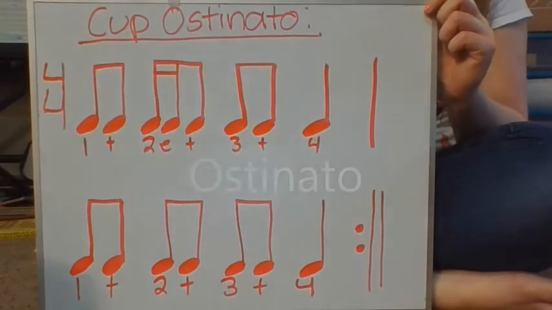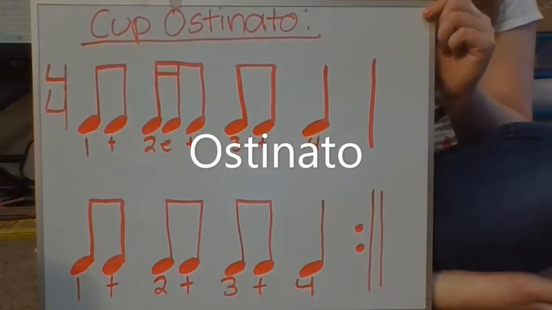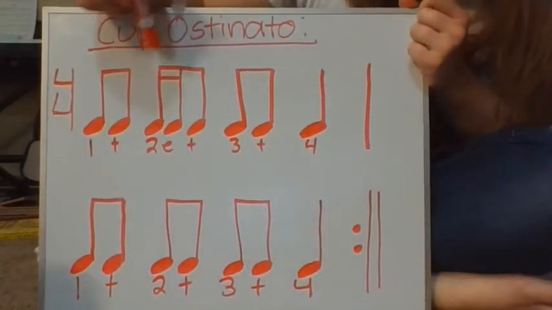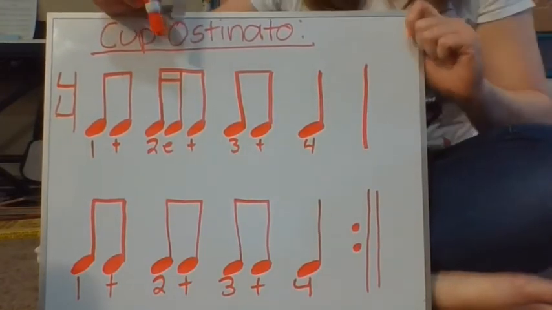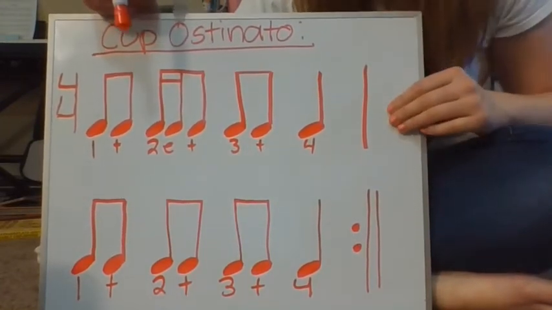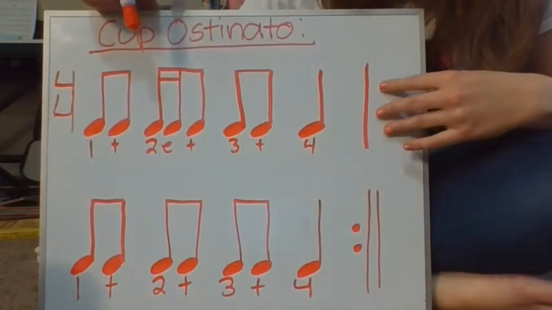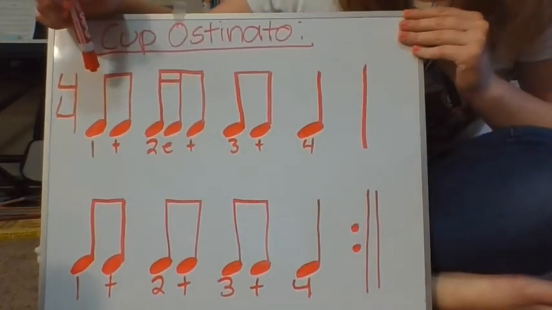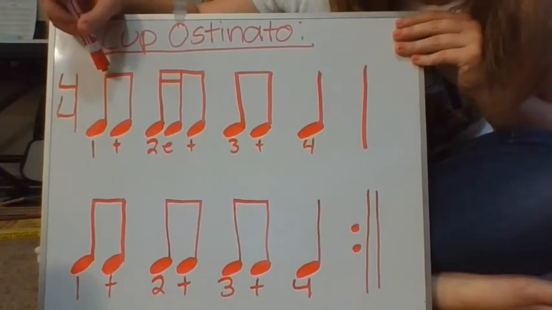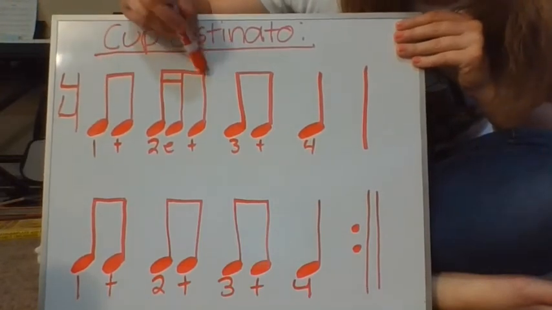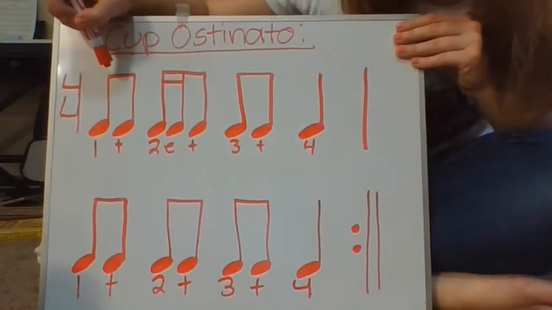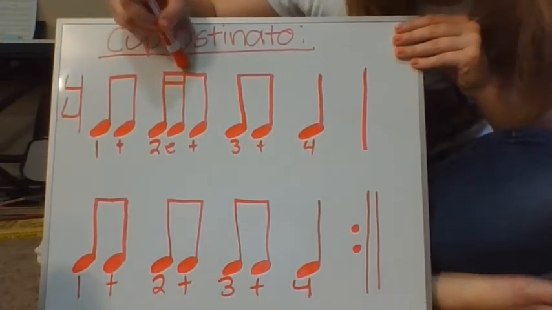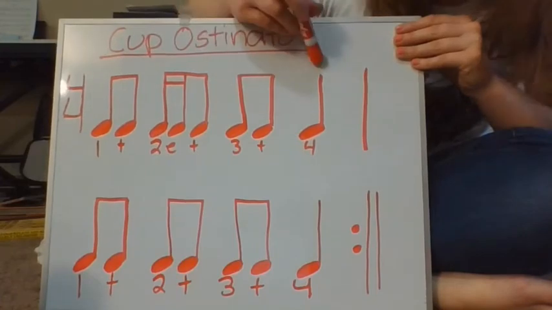So an ostinato, as you may remember, is a repeating pattern. And we're going to be using our 2 16th notes paired with an 8th note in this pattern. So we're going to go one measure at a time. We're going to start with this measure, and it sounds like this. So we count 1 and 2 E and 3 and 4. Now you try. 1 and 2 E and 3 and 4.